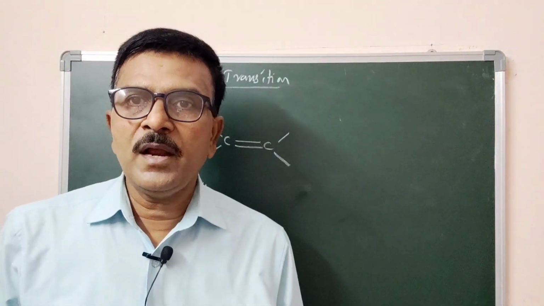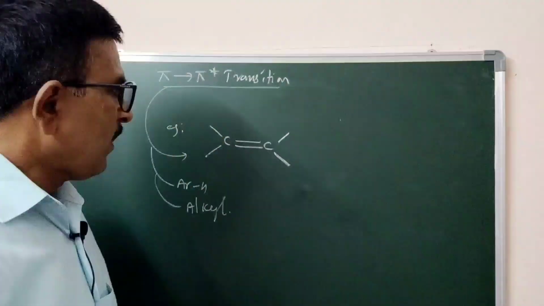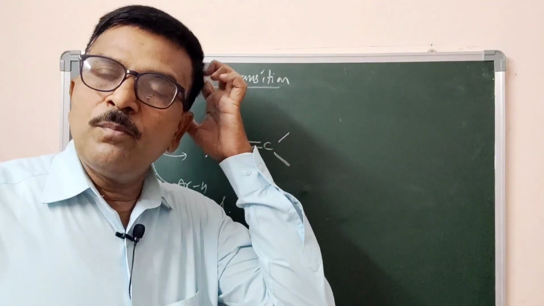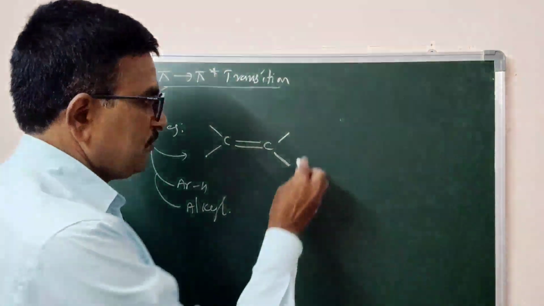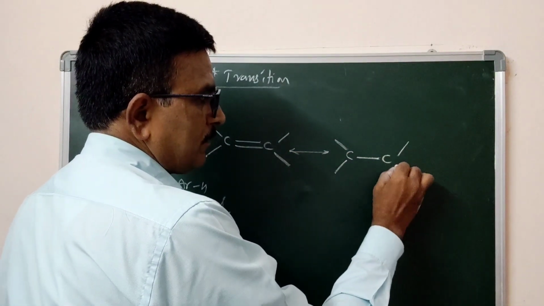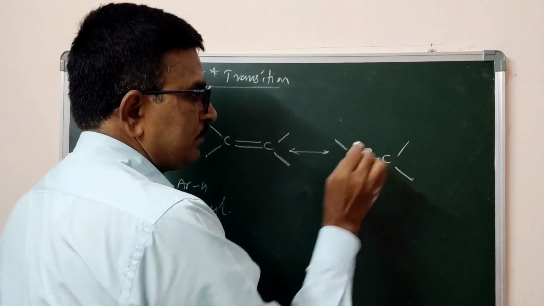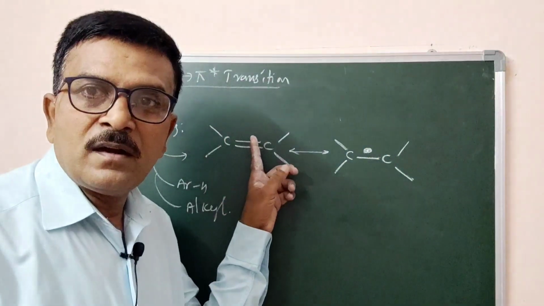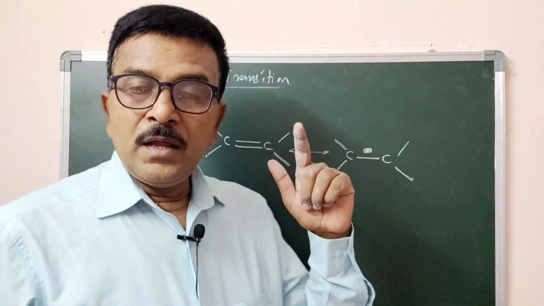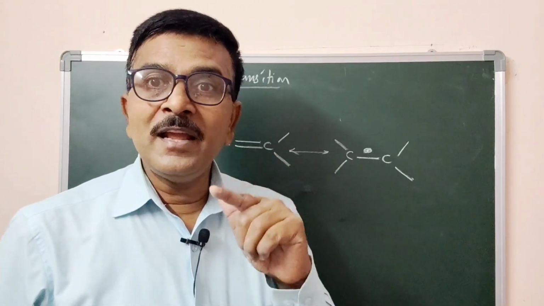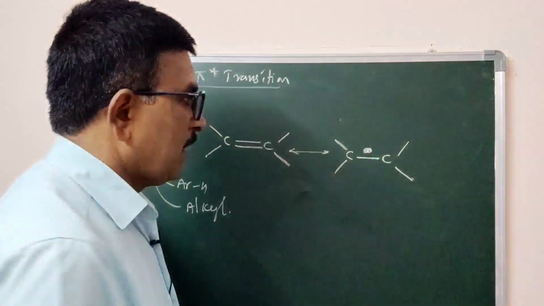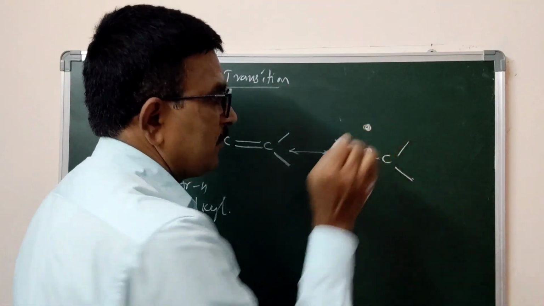Wherever there is a double bond, it may undergo pi to pi star transition, as the molecule contains pi orbitals and pi electrons, and therefore undergoes pi to pi star transition. Like this, we can represent the transition. Now there are two pi electrons in the pi bonding molecular orbital. Out of the 2 electrons of the pi bonding molecular orbital, 1 electron is shifted to the pi anti-bonding molecular orbital. It can be represented like this.